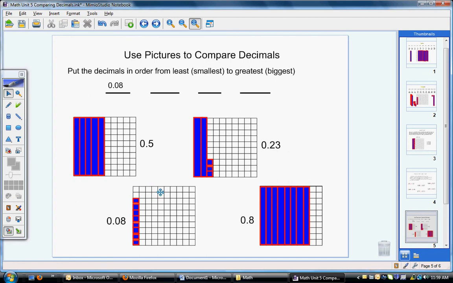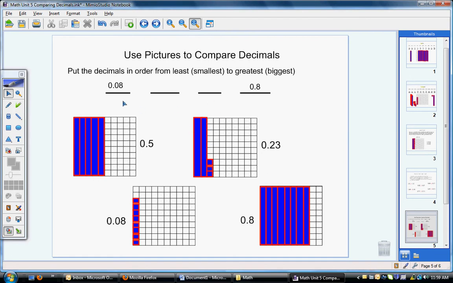Looking at the picture, I can also see which one is the biggest, the one that's colored in the most. 8 tenths has a ton colored in. So I know that 8 tenths is going to be the greatest or the biggest. Now I'm down to these last 2. Again, I can clearly see in the picture that 23 hundredths is less than 5 tenths.